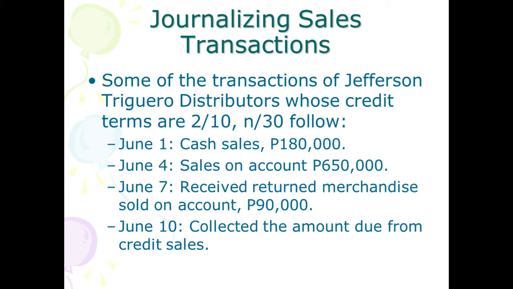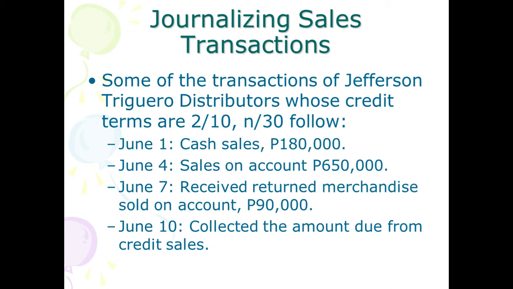Here are some of the transactions of Jefferson Triguero Distributors whose credit terms are 2/10, n/30. On June 1, cash sales of 180,000. I repeat, on June 1, cash sales of 180,000. Kindly write the entry on the sheet of paper that I suppose you have with you now. If you don't have a sheet of paper right now, you can just hit pause and then get a sheet of paper, ball pen, and calculator. So I repeat, June 1, cash sales 180,000.